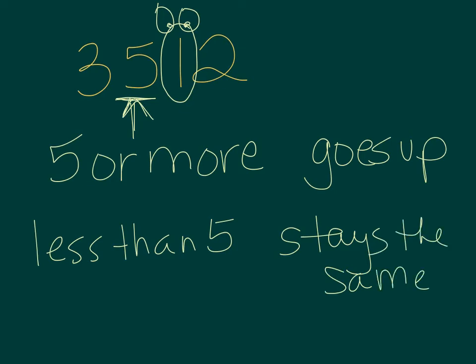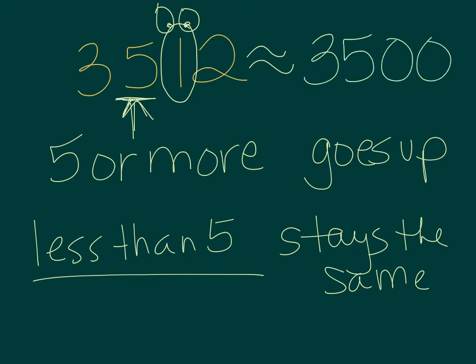So looking at my number of 3,512, my hundreds digit is a 5. I look to the right, and the number to the right is a 1. So it's less than 5. So this number, rounded to the nearest hundred, is going to be 3,500. Because the 1 is less than 5, so that 5 is going to stay the same. You wouldn't change the 3 because the 3 is before the 5, and it's in the thousands, which was not affected by rounding the 5 to the nearest hundred. Every number after the number that you rounded becomes zeros. So that's why the 1 and the 2 are now zeros.